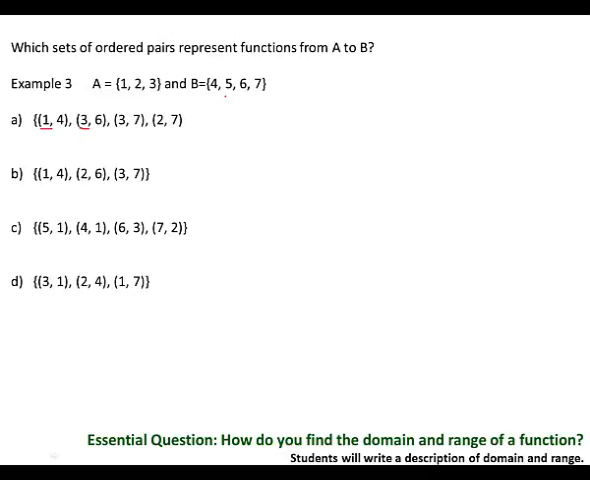Okay? So, 1, do I have any other 1s? No, so that's good. 3, do I have any other 3s? Yes, so does that one work? No, so this one is not a function, so that one's no. If you need to explain, because there's 2 3s, or because 3 has 2 y values, right? That's how we were saying it before.